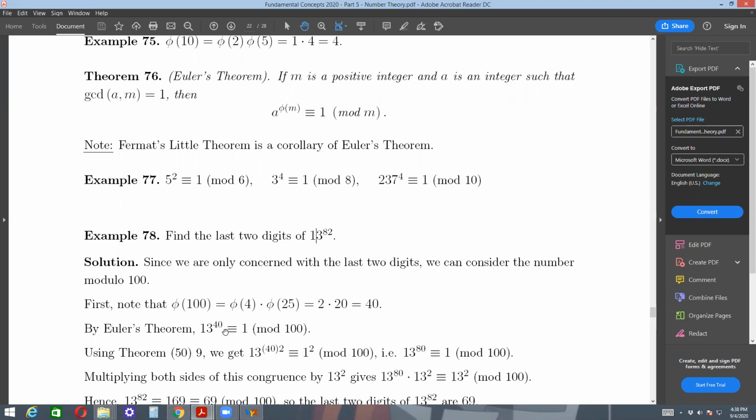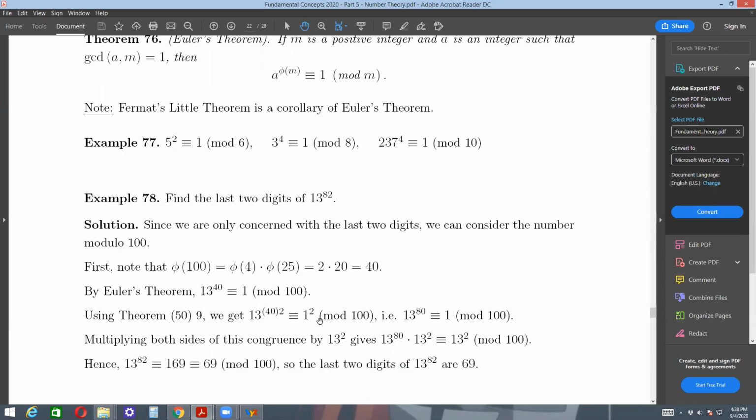So if I square both sides of this, 13 to the power 80 is also 1. But I want 13 to the power 82. So I just need to multiply both sides by 13 squared, and I'll be done, because 80 plus 2 will give you 82. So this is what we get.